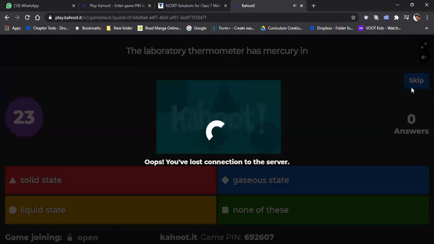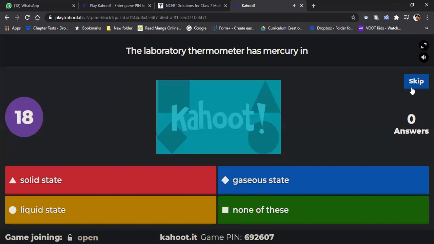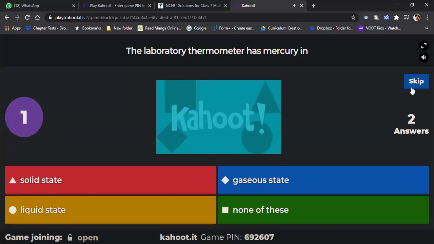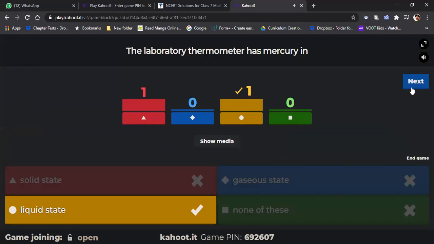Wait, my internet connection got lost. It is solid state, gaseous state, liquid state, or none of these. The laboratory thermometer has mercury in which state? Solid state, liquid state, gaseous state. We have studied this. Only 2 answers. Liquid state, no? I taught you, right?